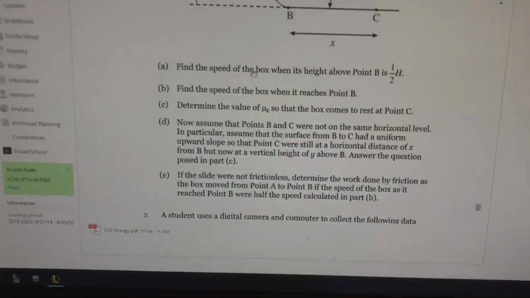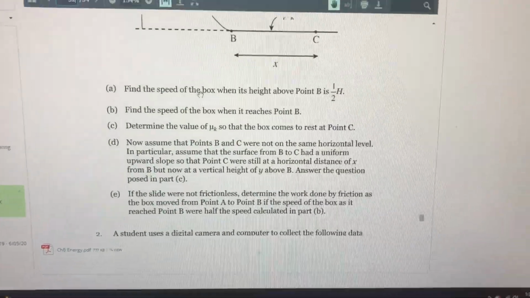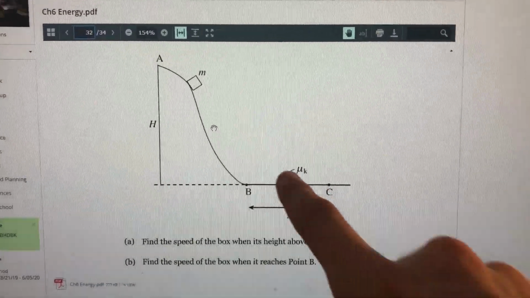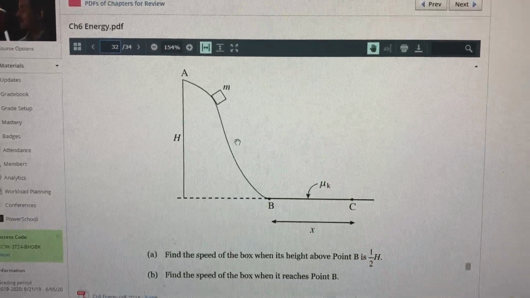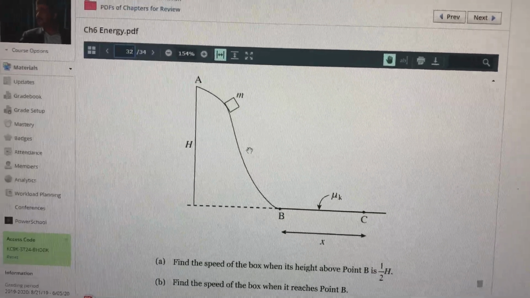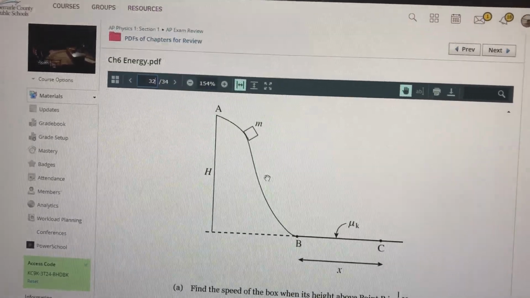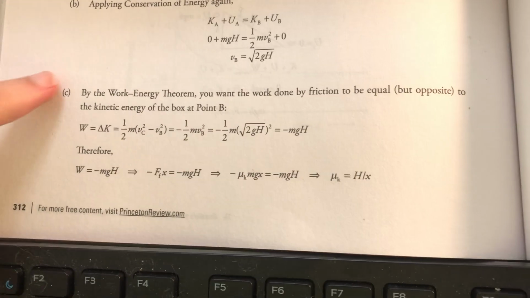All right, the third question. So again, part C. Determine the value of mu k so our box comes to rest at point C. So now we're looking at, as it slides across this surface with friction, the work done by friction causes the box to completely stop by the time it gets to C. In terms of energy, we know that that is our thermal energy, and they're going to write it a little differently than we have.